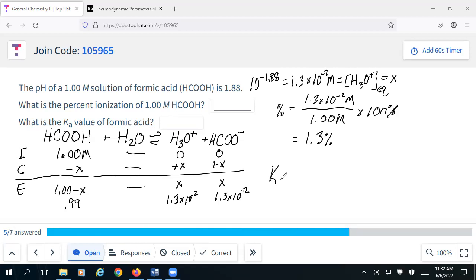For the Ka value, we take those 1.3 times 10 to the negative second values. So that'd be that quantity squared divided by 0.99. Our Ka value, 1.3 times 10 to the negative second squared divided by 0.99, will give you 1.7 times 10 to the negative fourth.